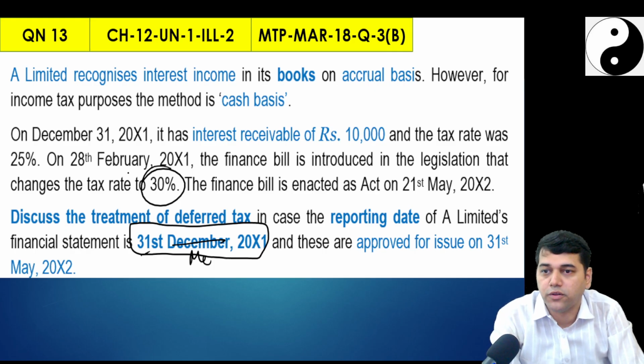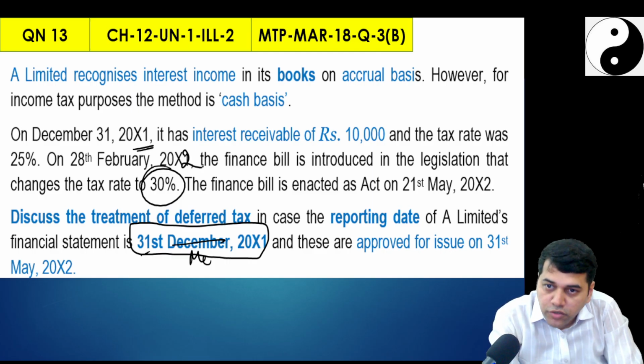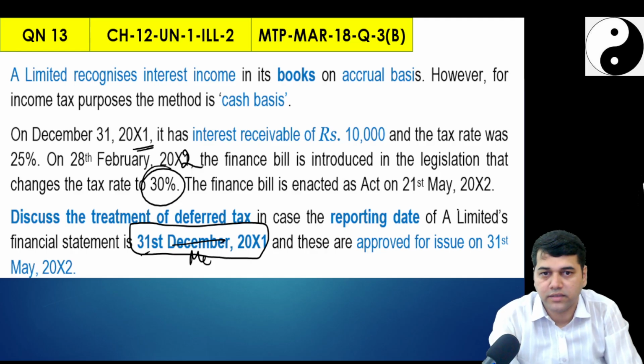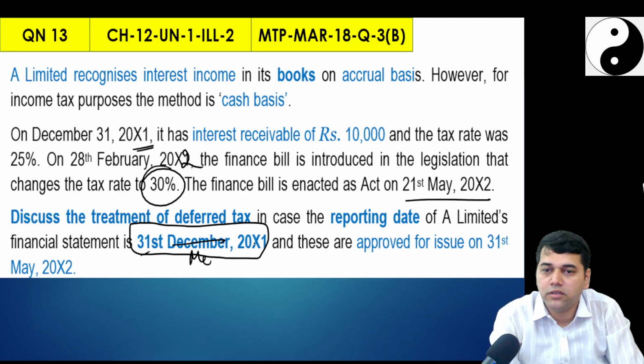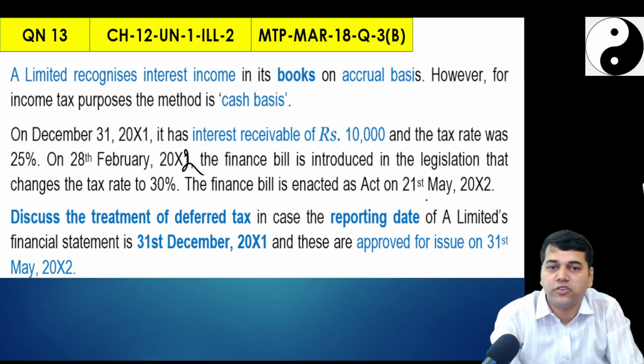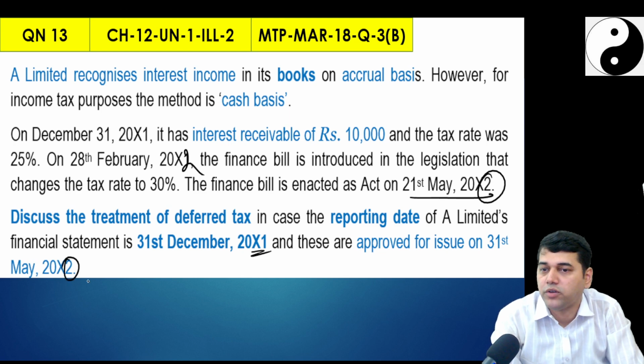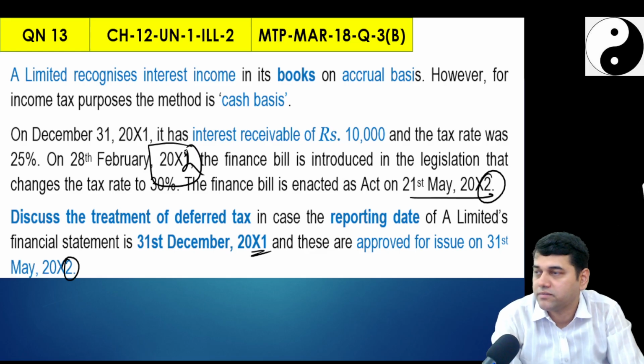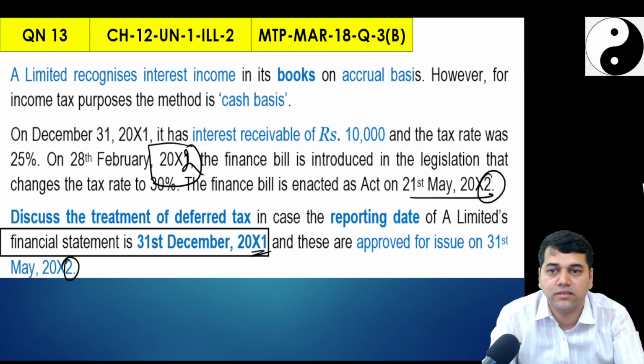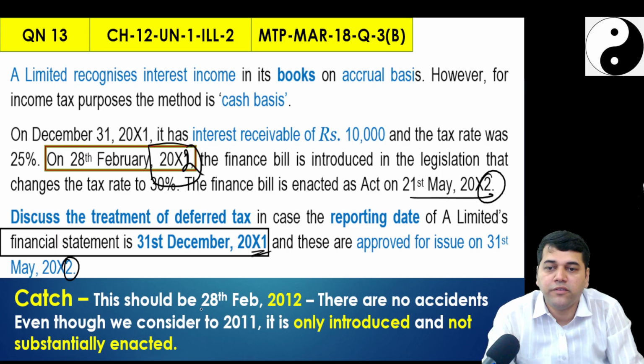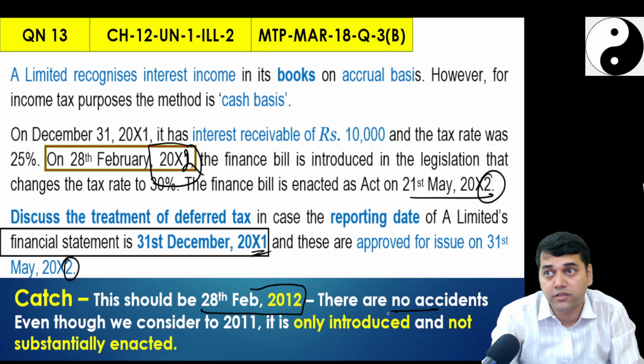Yeah, there is a mistake in the year also, because this should have been 31st December 2011, with interest receivable and the change on 28th February 2012. Yes, correct. No, 11 only. Everything is perfect except this should have been 12, because by 31st March 2012 they approved it, and on 31st December 2011 the approval happened in 12. This should be 12. This is correct. The observation is right. They said discuss. So I said no, this should have been 28th of February 2012. There are no accidents. Please keep this in mind. It's the design.